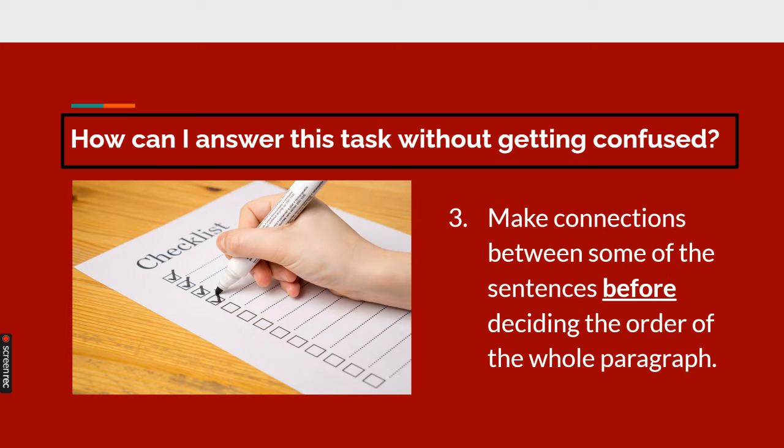The final thing you do once you've found that first sentence is to work out what the connections are between the other sentences before deciding the complete order of the paragraph. It doesn't mean you have to find the first, then the second, then the third, and so on. It means find the first, find connections between the others, and then try and pull the whole thing together.